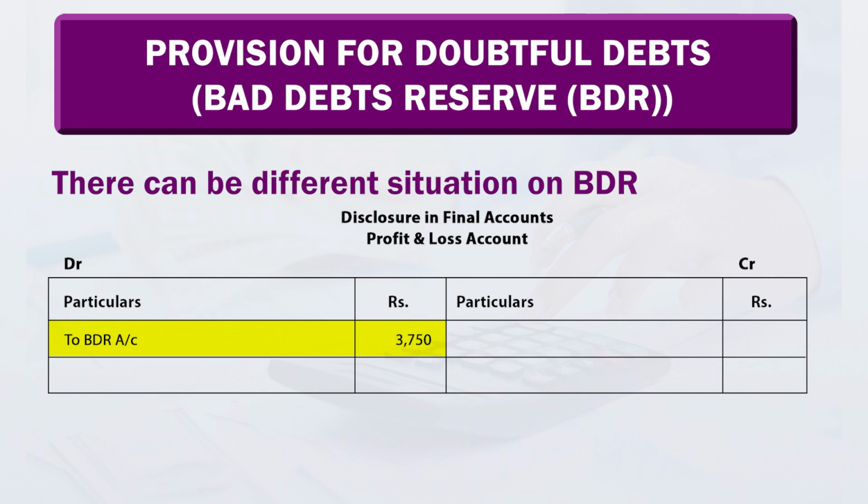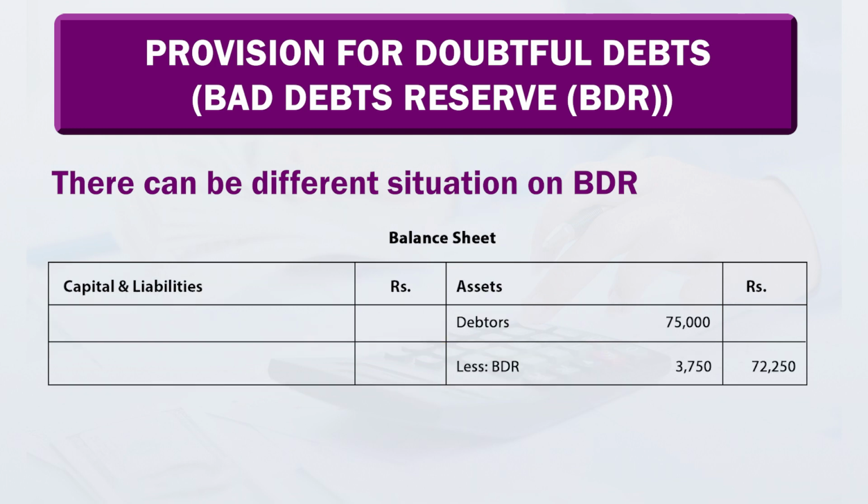So, on the debit side we have BDR 3,750, and in our balance sheet we have two alternatives. Either you can deduct it from debtors. Here 75,000 debtors are given and BDR we have deducted 3,750, so the net effect comes to 72,250. In the second case, you can show the total debtors amount of 75,000 on the asset side and BDR on the liability side. The effect would remain the same for the net amount.